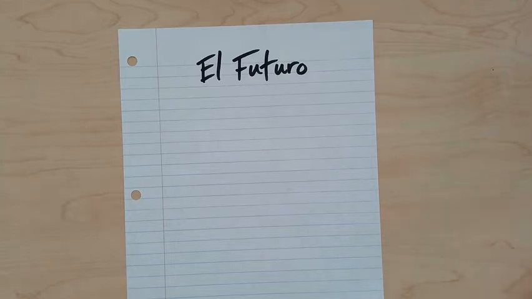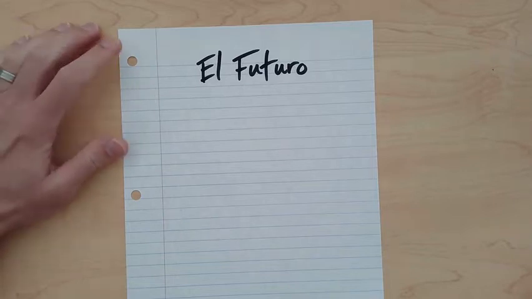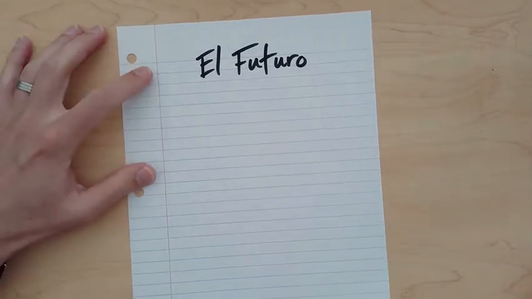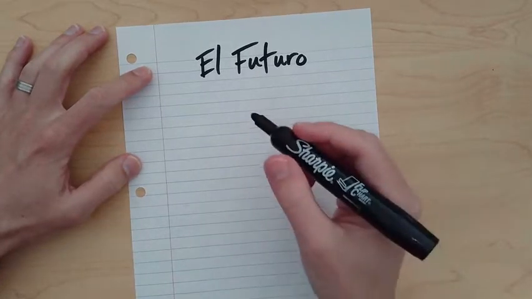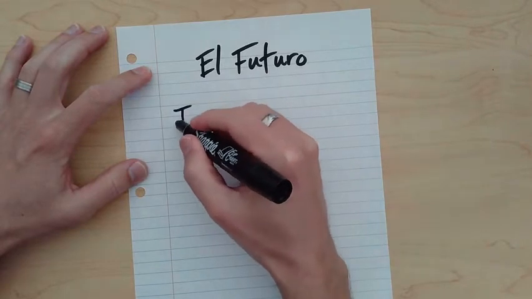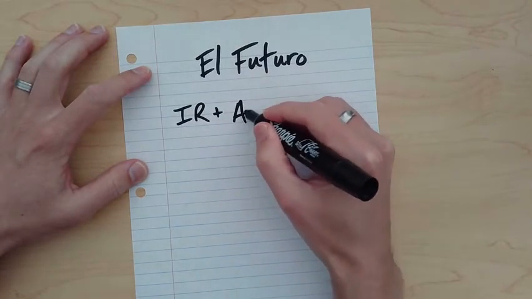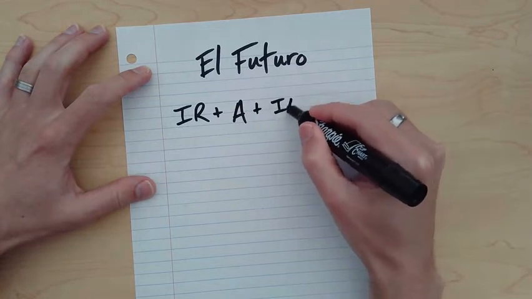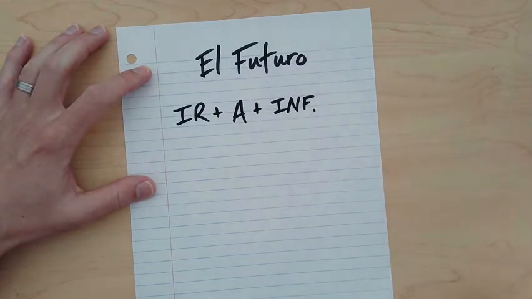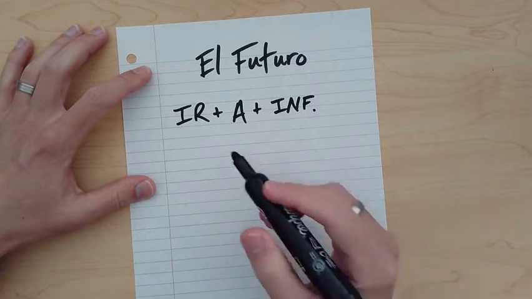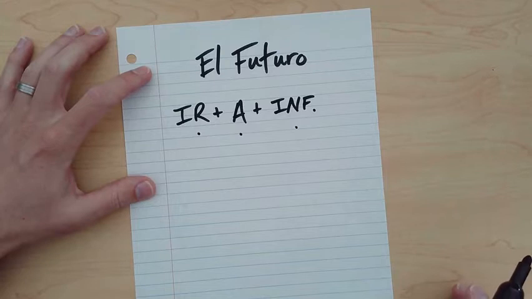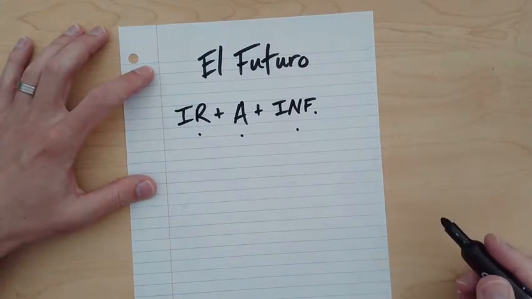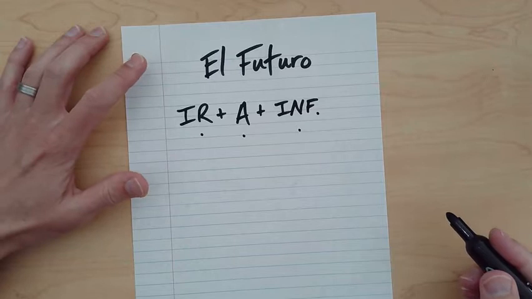Today I'm going to provide you with a quick lesson on el futuro. Es muy fácil. In fact, you guys already know a way to talk about the future without using the future tense. From Spanish 1, you've been taught the construction ir plus a plus an infinitive. With this, you can talk about the future, what you're going to do. There's also a simple future tense, which is what we're going to cover today.